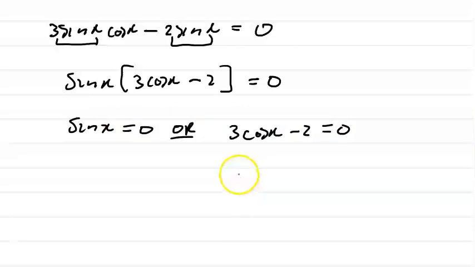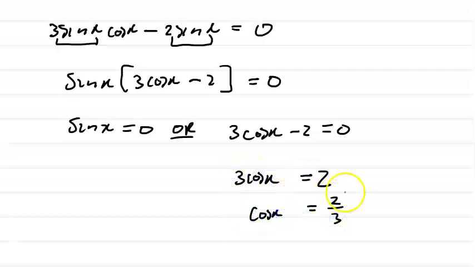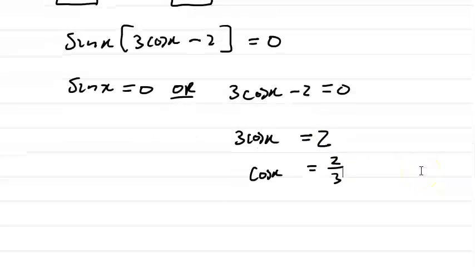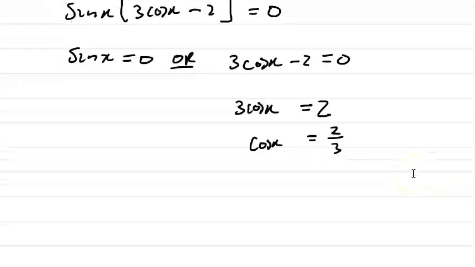Let us solve over here now. So we're going to be left with 3 cos x equals 2. Therefore, cos x equals 2 over 3. Now, if you've watched the previous video, remember that at this particular stage, after solving the equation, we need to get our reference angle.